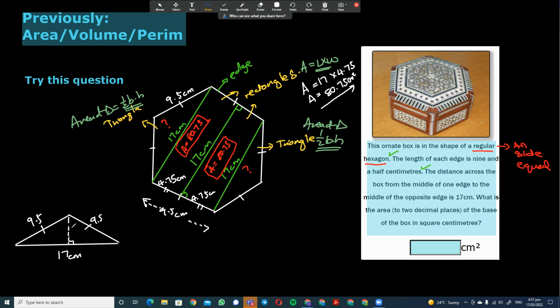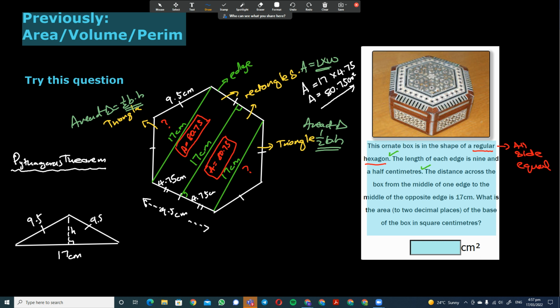Let's suppose I call this height h. We got to use a theorem. And this theorem starts with a P. Can you think of a theorem that starts with a P? Something theorem it's called. Pythagoras, well done.